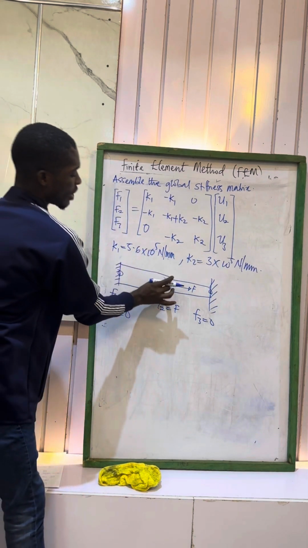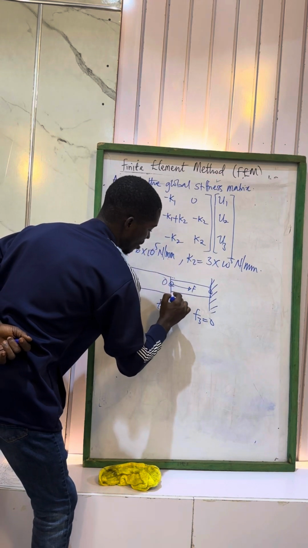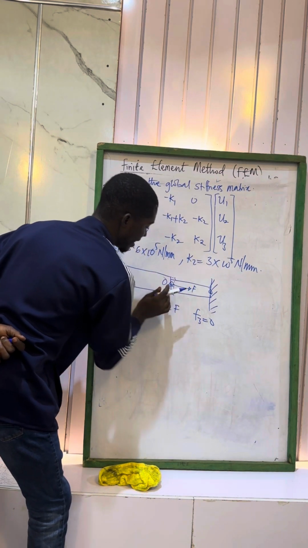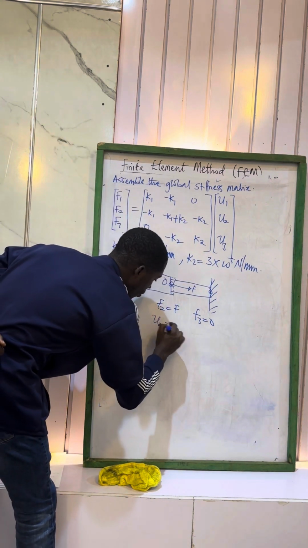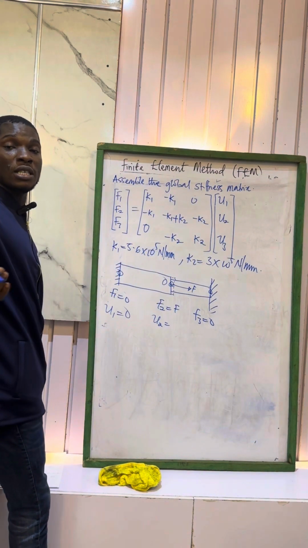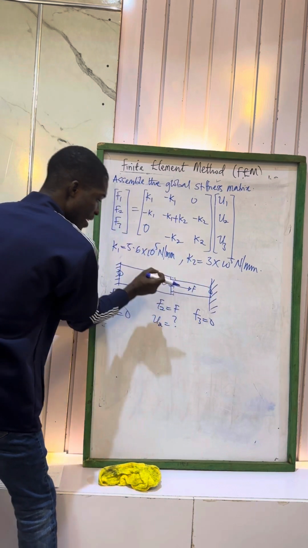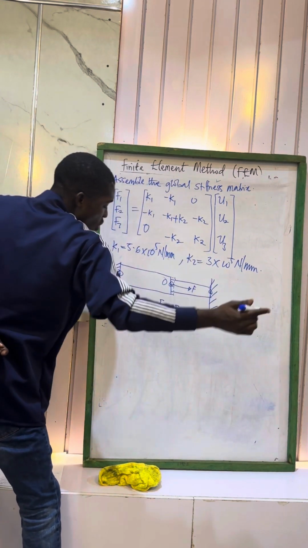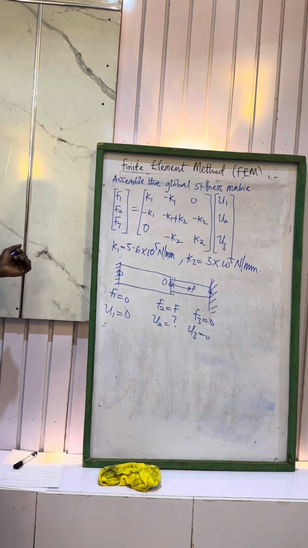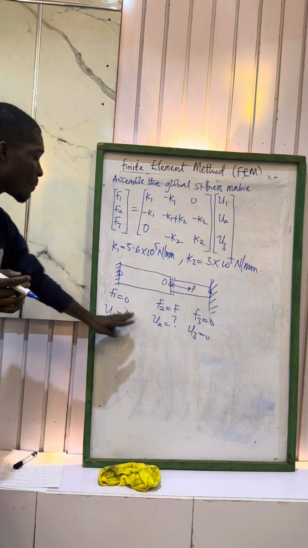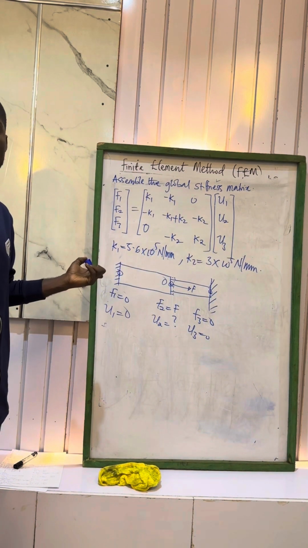So U1 here will be 0. If I stretch this, there's going to be an appreciable increase, that is, the length is going to increase. That means U2 will be unknown because we have not determined it, which is what we are looking for. Then at this point, if I stretch this, is there going to be any extension here? No. So our U3 is also 0. Since U3 is also 0, what I can do is substitute all these parameters here and solve it using my matrices concept.